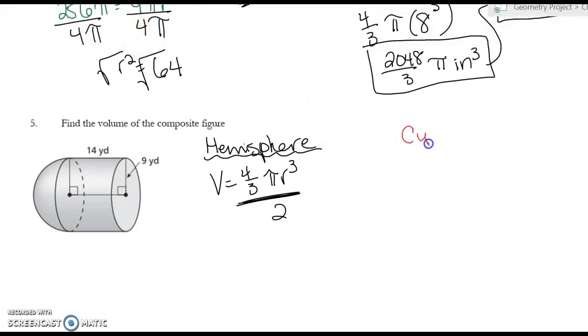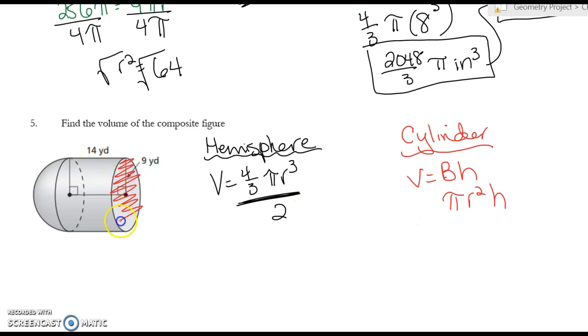And then on the right, let's change colors, I have a cylinder, and the volume for a cylinder is the area of the base times the height. And remember, your base is pi r squared times height. So I'm going to go ahead and do this one first. My base is this circle, and the radius of that circle is 9, and the height is right here. It's how far the bases are apart from each other. So I'm going to times that by 14. So 9 squared times 14 is 1,134. So there's the cylinder.